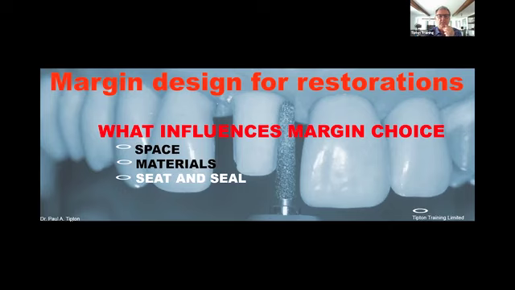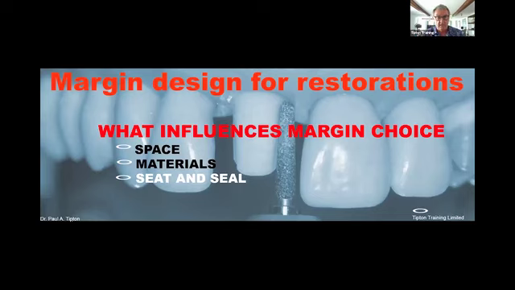So the first one is space. The technician needs space. You know that. The technician needs space in which to create whatever it is you're wanting to create. So if it's a porcelain fused to metal restoration, at the margin, he needs a certain amount of space, usually between about 1 to 1.5 millimeters, depending on whether he's going to do a vertical cutback of the metal framework and have pure ceramic at the margin, or if he's going to have metal underneath the margin. Okay, so he needs that 1 to 1.5 millimeters.